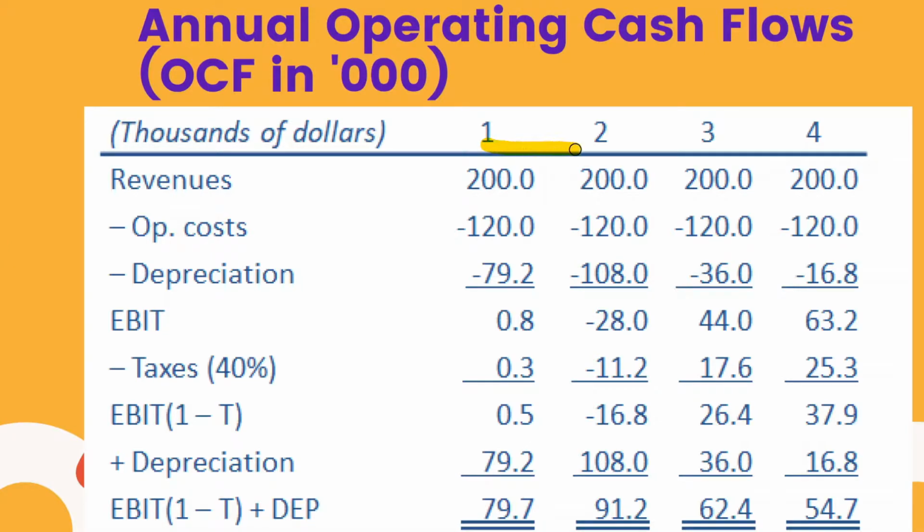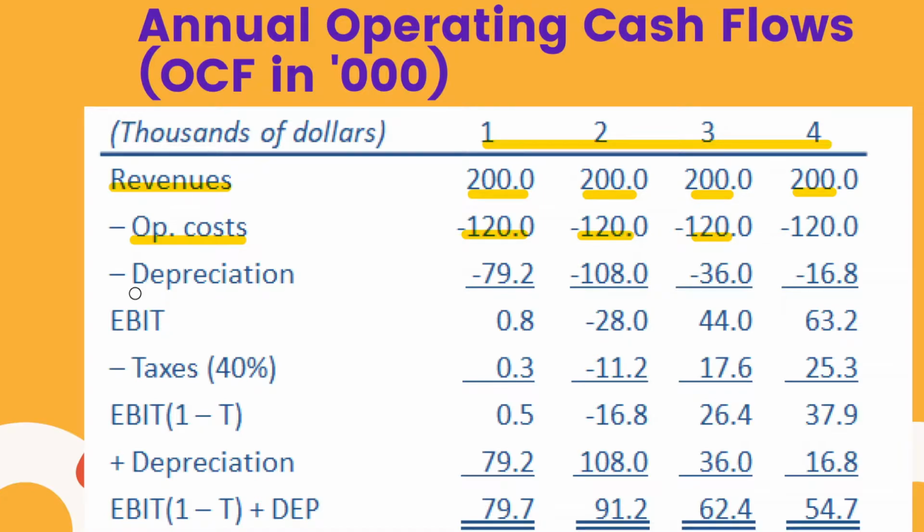The machine is expected to run for 4 years. Sales of the product is expected to be $200,000 each year. So that's 100,000 units multiplied by the selling price of $2 each year. The associated operating costs are variable costs, so these operating expenses move with sales. It is considered to be 60% of sales. Each year will be the same proportion, 60% of sales.